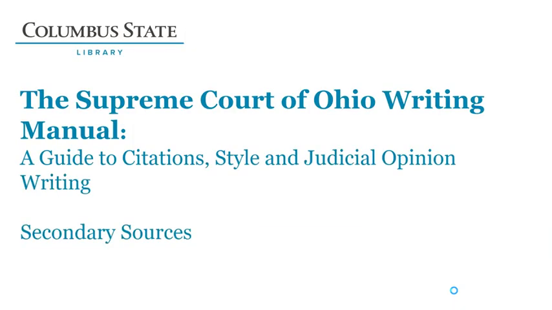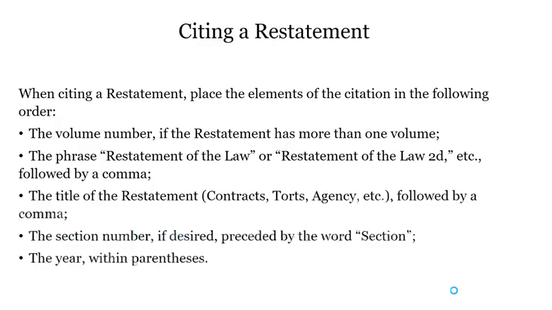Okay, so now we're to the second part of the video where we're going to talk about a couple of secondary sources. So I'm just going to jump right in. First we're going to talk about restatements. When you're citing a restatement, place the elements of the citation in the following order: the volume number if the restatement has more than one volume, the phrase Restatement of the Law or Restatement of the Law Second, etc., followed by a comma, the title of the restatement, Contracts, Torts, Agency, etc., followed by a comma, the section number if desired, preceded by the word section, and the year within parentheses.